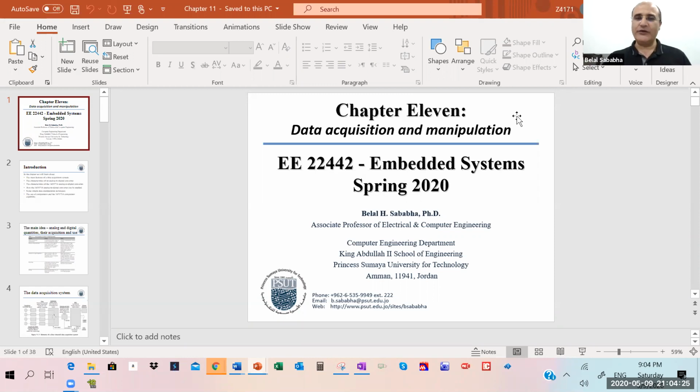Chapter 11 is about data acquisition and manipulation. How does the microcontroller acquire data? How does the microcontroller collect data? Okay.